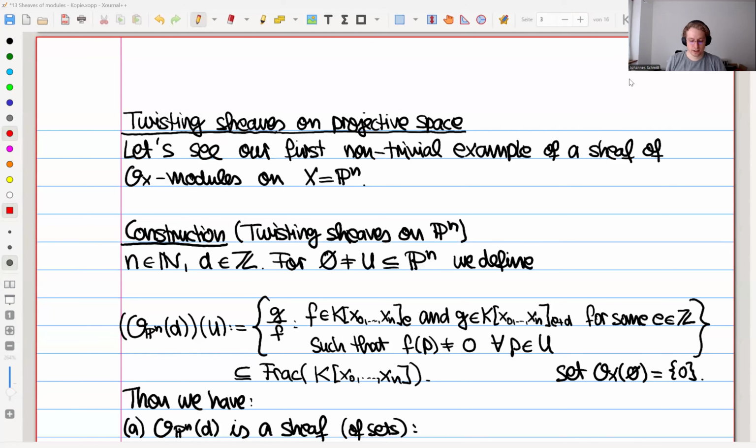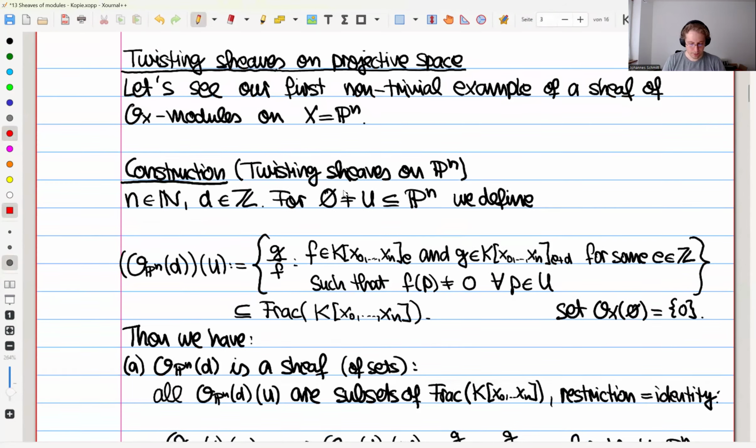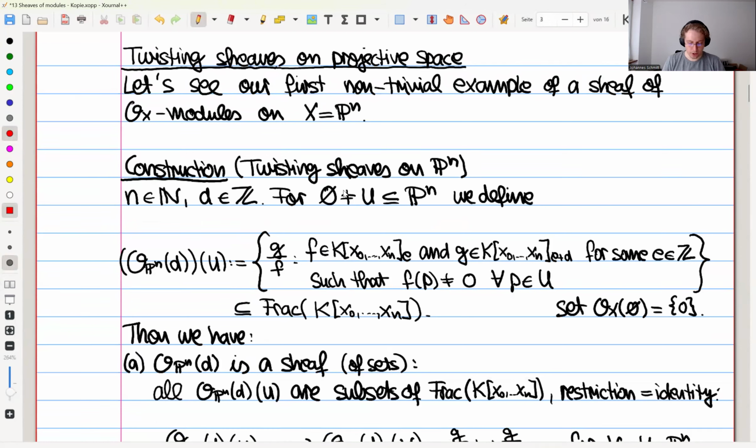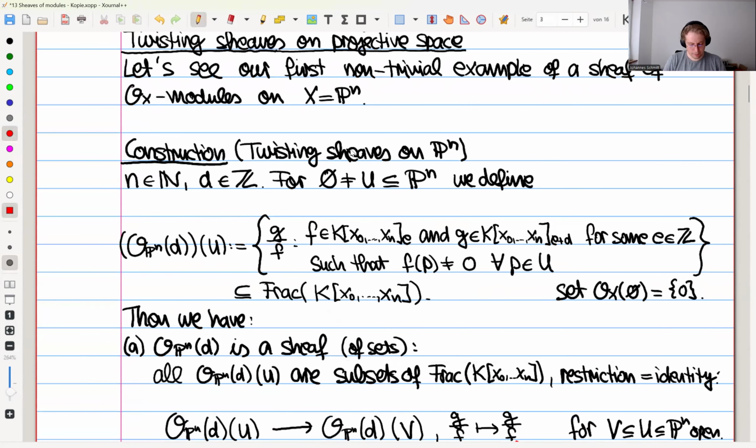In this video, we're going to see the first example of some non-trivial sheaf on a particular variety X, which we take to be P^n. And these O_X modules are called the twisting sheaves on projective space. So the input is that you fix n, the dimension of P^n, and then d, some integer. The sheaf will be denoted O_{P^n}(d).